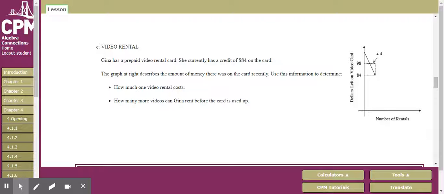This last one gives you a graph, helps you find the slope, and then what you're supposed to figure out is how much one video rental costs and how many more videos Gina can rent before the card is used up. Make sure that even if you find the equation, even if you make a table, that you are answering these questions.